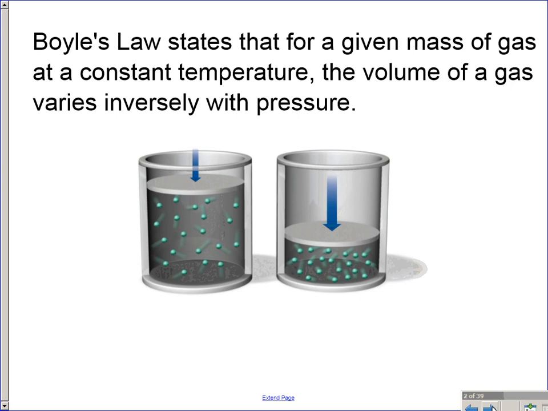So in this picture, we have two pistons with the same number of particles and a constant temperature we can assume. The volume in the one on the right is decreased, which makes the particles closer together. They collide more often, which will increase the pressure. The formula for Boyle's law is P1 times V1 is equal to P2 times V2. So remember, when one goes up, the other will go down.